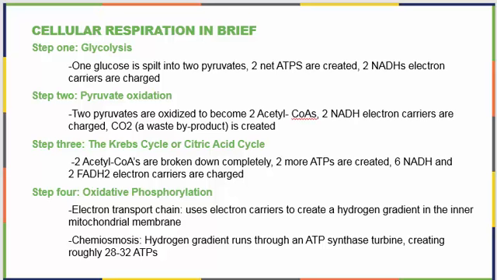The last step, step 4, is known as oxidative phosphorylation. Oxidative phosphorylation is broken down into 2 steps because one of them doesn't actually create any energy while the other creates a lot. The electron transport chain uses electron carriers to create a hydrogen gradient in the space between the mitochondrial membranes. The second step of oxidative phosphorylation is known as chemiosmosis. In chemiosmosis, the hydrogen gradient created by the ETC runs through the ATP synthase turbine, which creates roughly 28 to 32 ATPs. We're going to look at all of these steps in depth so you can see all the individual reactions that allow us to accomplish all of these tasks.